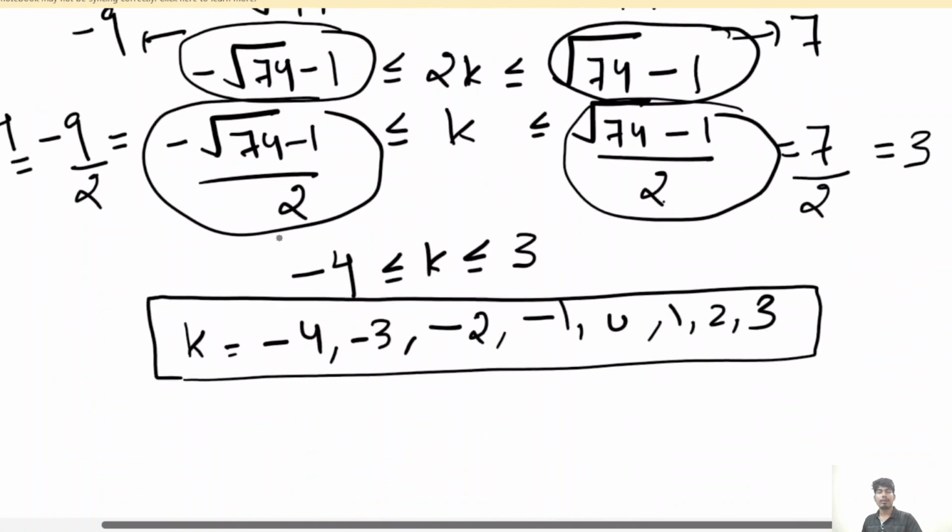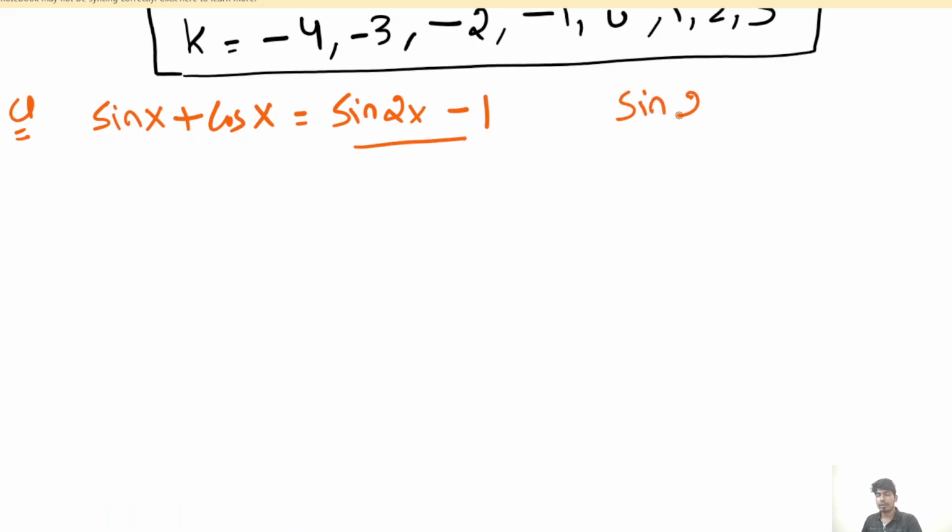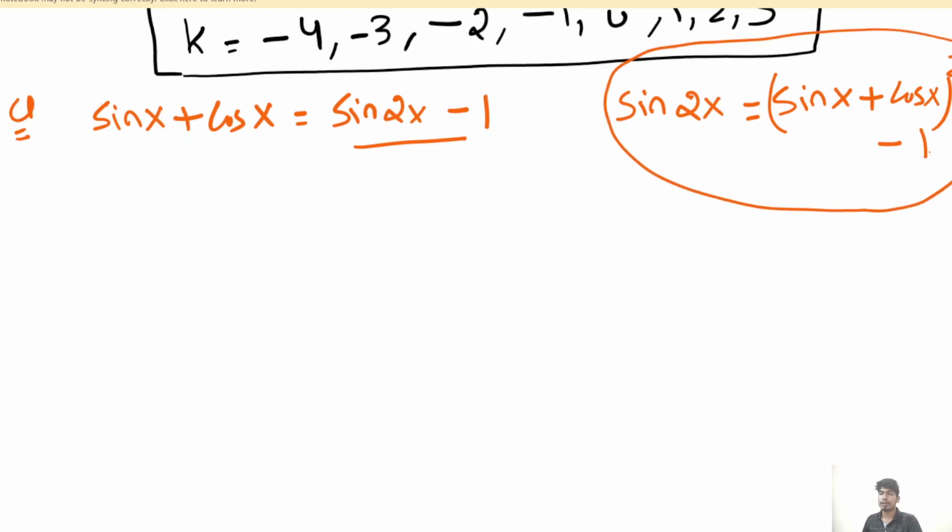Okay students, now we do another question. What is our next question? Our next question is sin x plus cos x equal to sin 2x minus y. We know sin 2x is equal to sin x plus cos x whole square minus 1. This is the value of sin 2x.